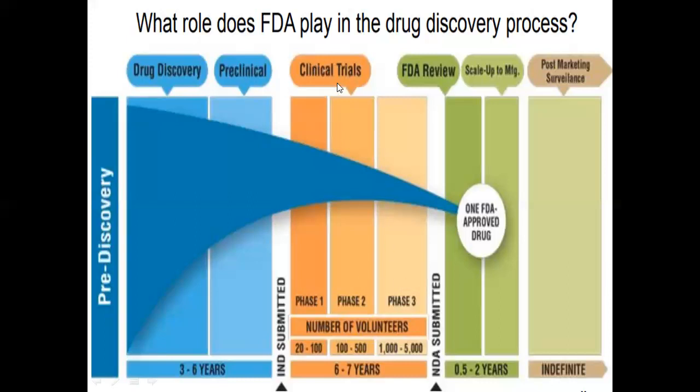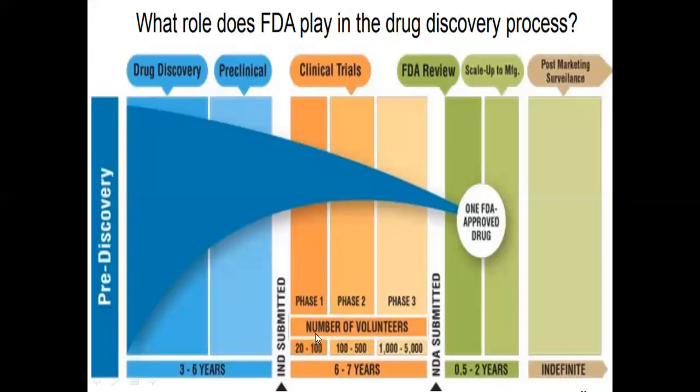Here, remember, in clinical trials we are taking human volunteers, right? So the number of volunteers is going to change in each phase. For example, in the clinical trial, the IND is submitted, right? What is IND? Investigational New Drug. Whatever drug is under investigation will go to phase 1, right?